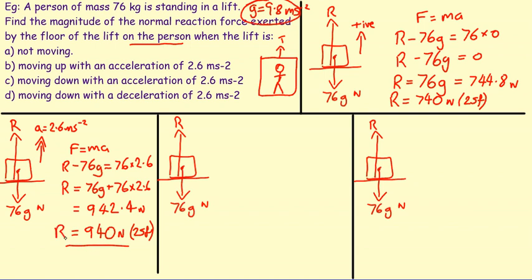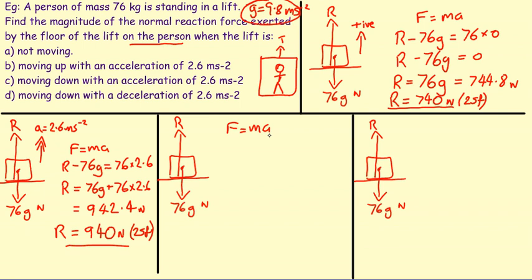Notice here that the normal reaction was 740, but now it's 940. Why? Because the normal reaction is not just supporting the weight of the person in equilibrium. Here, the reaction force is having to support the weight of the person and accelerate that person up at 2.6 meters per second squared. So it needs to be bigger. And so here we can see the reaction and the weight are not equal in magnitude, they are different.